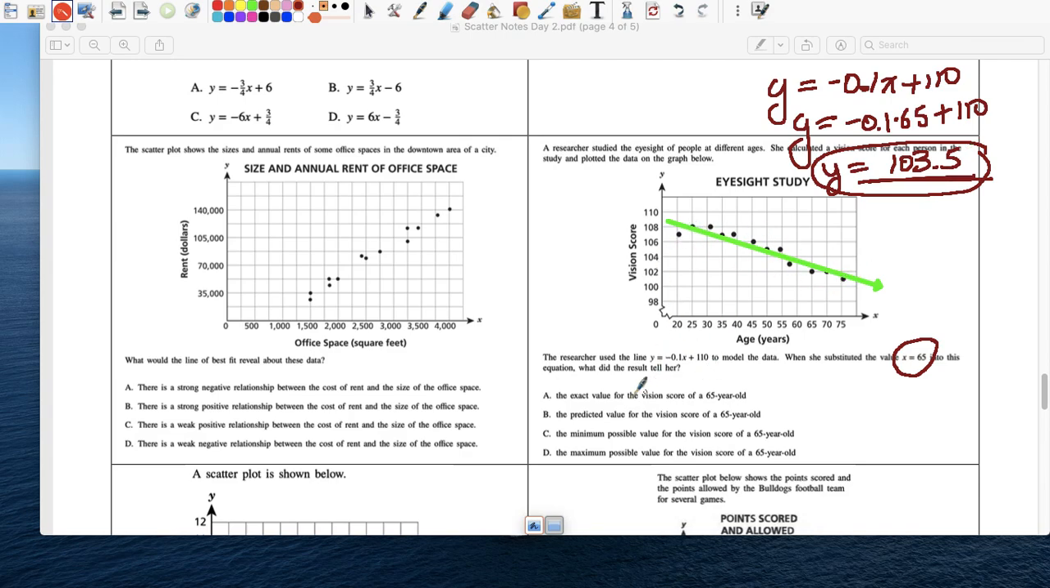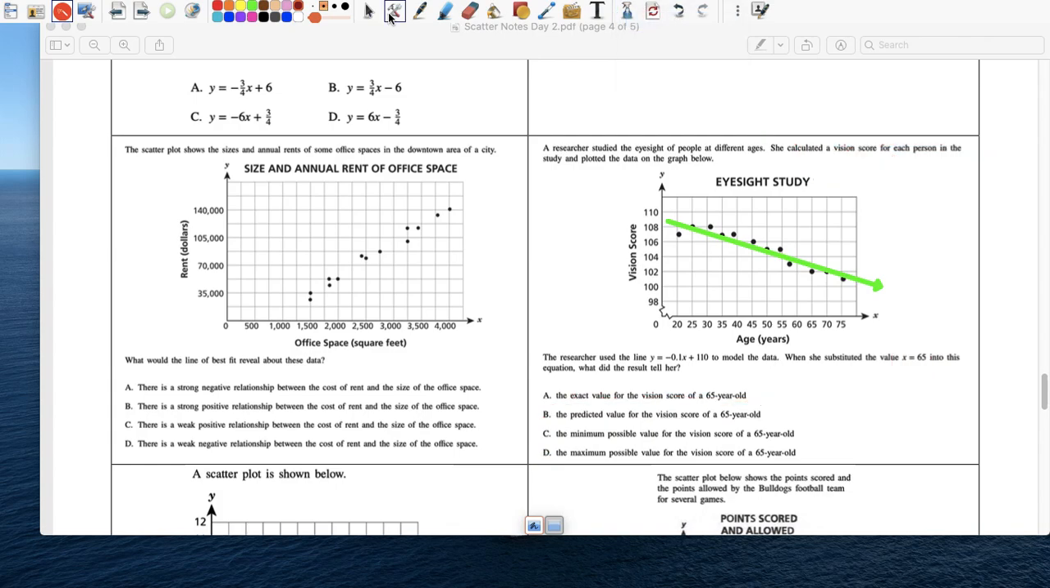It's a prediction. The exact value for the vision score of a 65-year-old, no, that's not it. The predicted value for the vision score of a 65-year-old, that looks good. The minimum possible value and the maximum possible value, no and no. So the best answer would be the predicted value. We don't know if it's the lowest score you can get or the highest score you can get at 65. But based on this study, when you hit 65, your score might be around 103.5. It's a prediction.